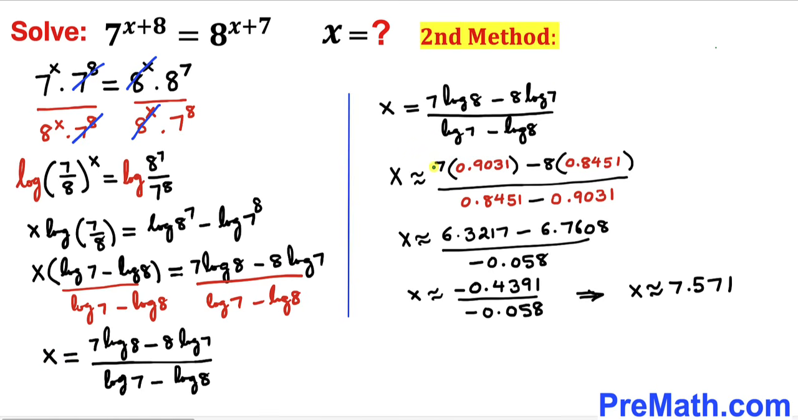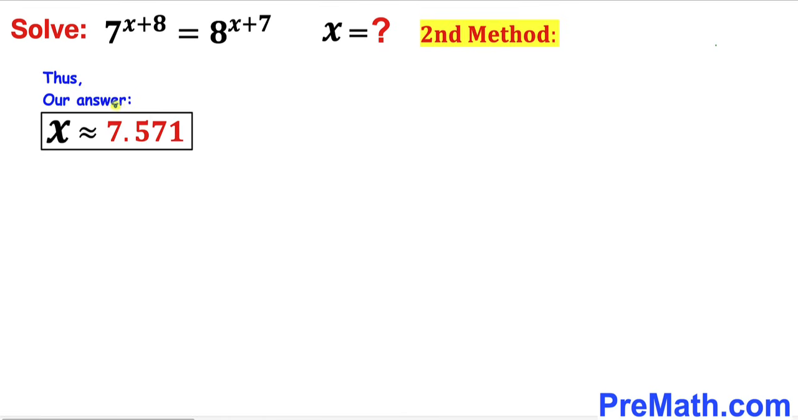And now let's make an observation. Our next few steps are exactly the same as we did in our previous method. And our x value turns out to be approximately equal to 7.571. So thus our solution x is approximately equal to 7.571.